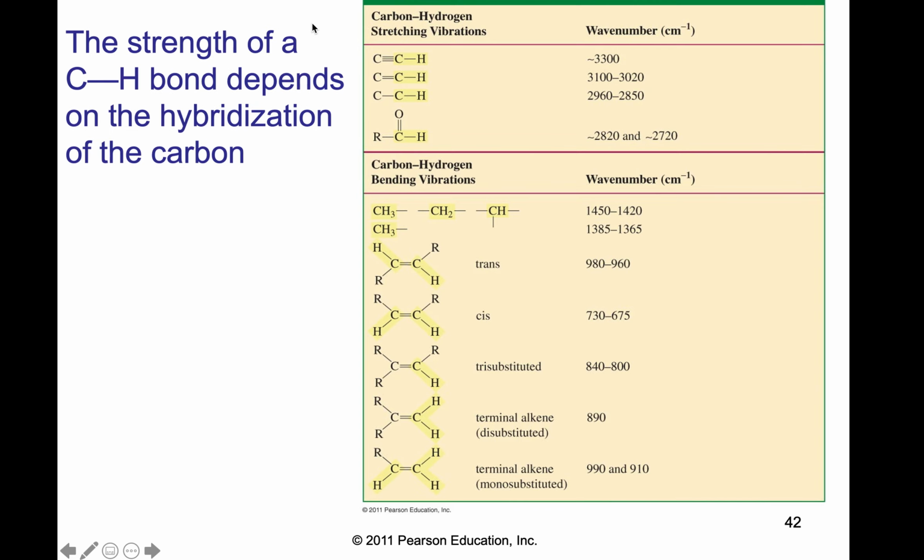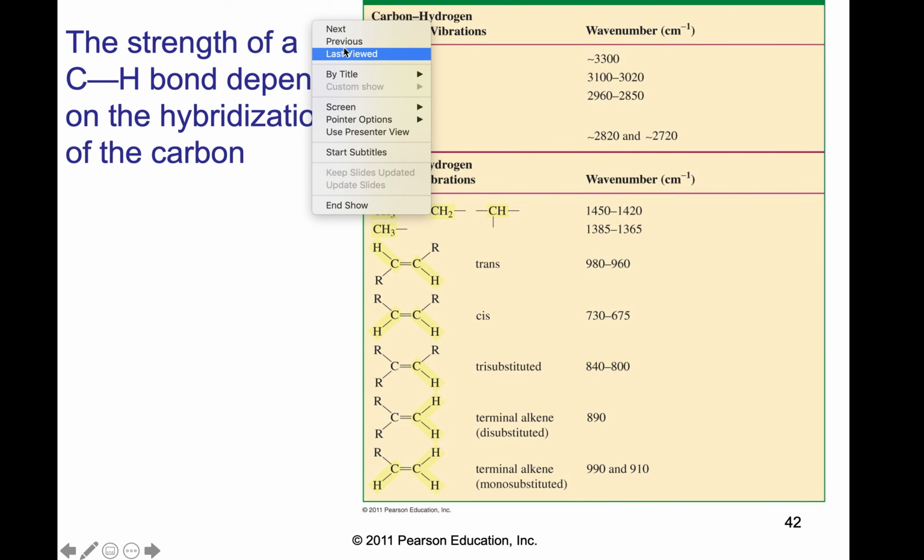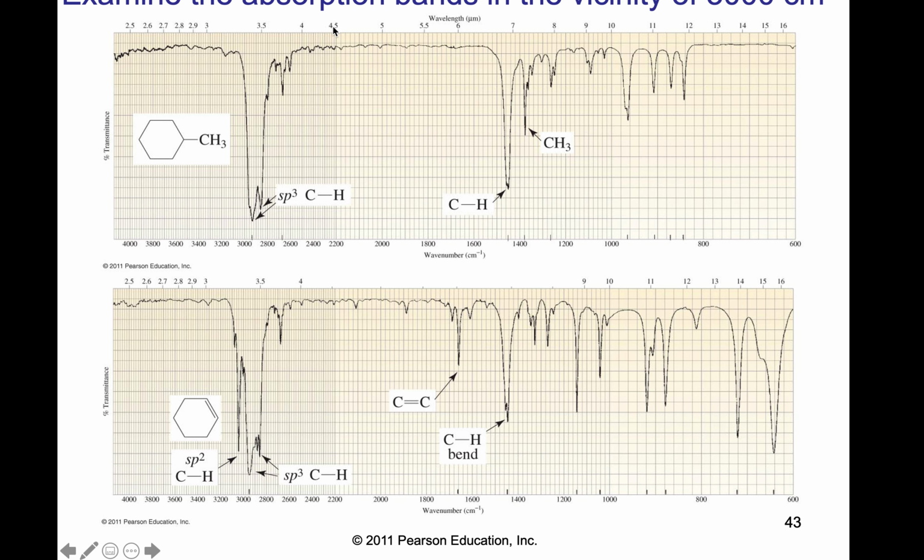The strength of a CH bond depends on the hybridization. That's for the top part. Now, examine the absorption bands in the vicinity of 3,000 reciprocal centimeters. And what we see here is a cyclohexane with a methyl group. They're showing it as planar. You know it's a chair with methyl, generally equatorial. You won't see the difference between equatorial and axial normally in the infrared. And right now you just focus on the structure itself, not the conformation.